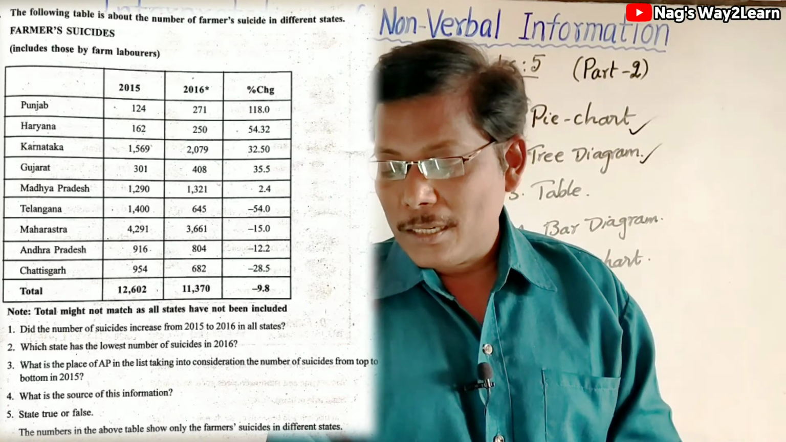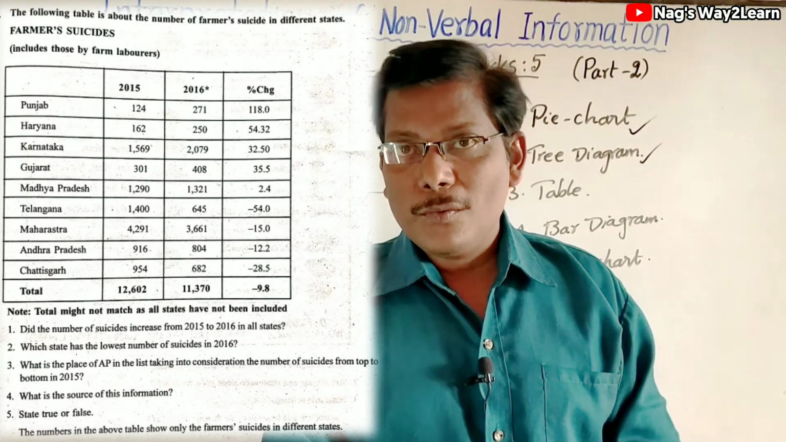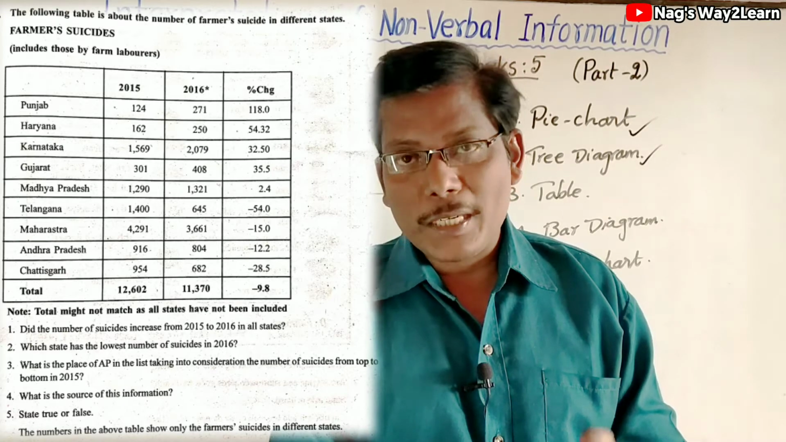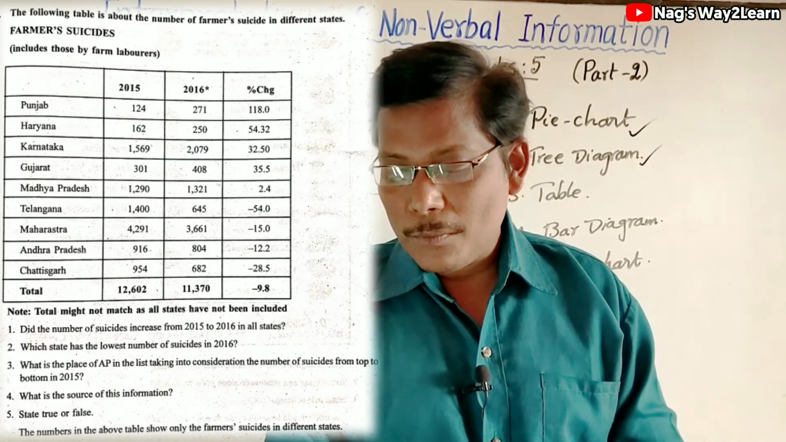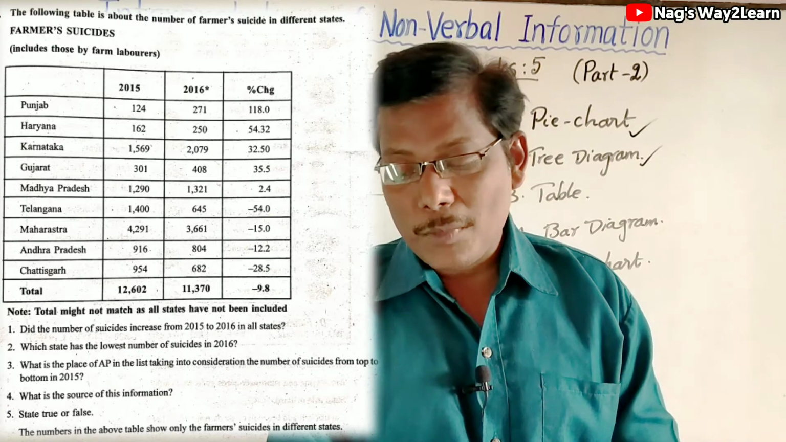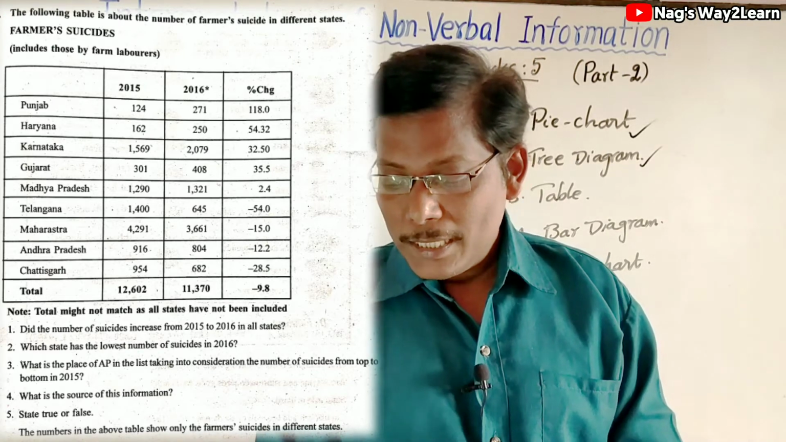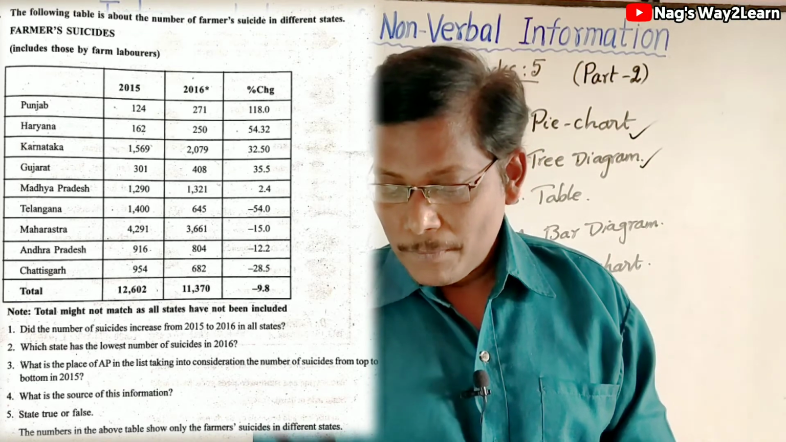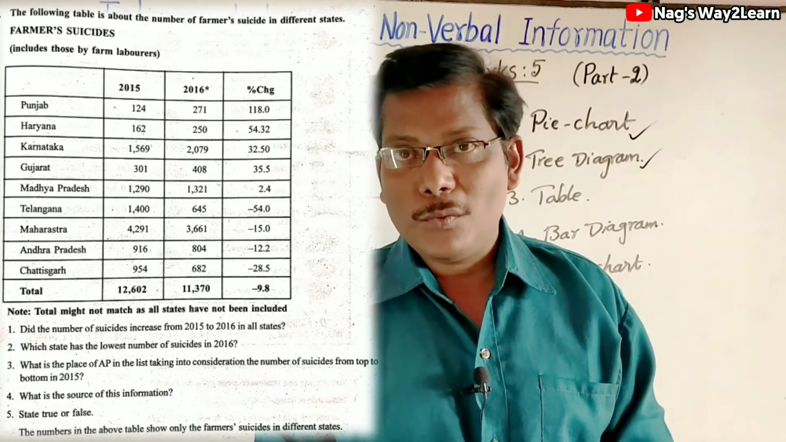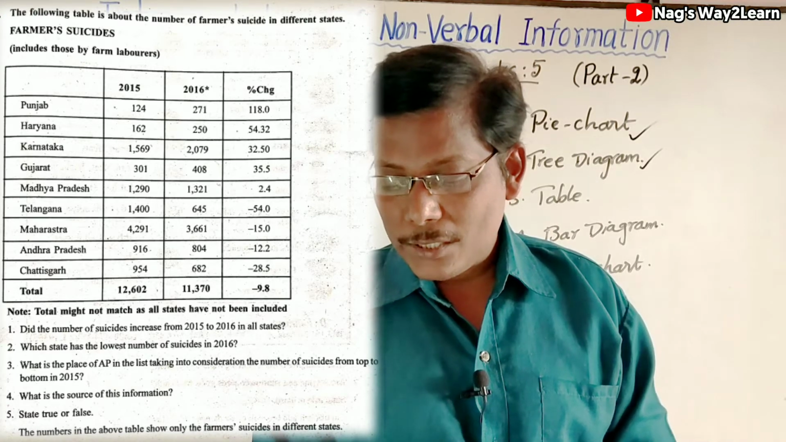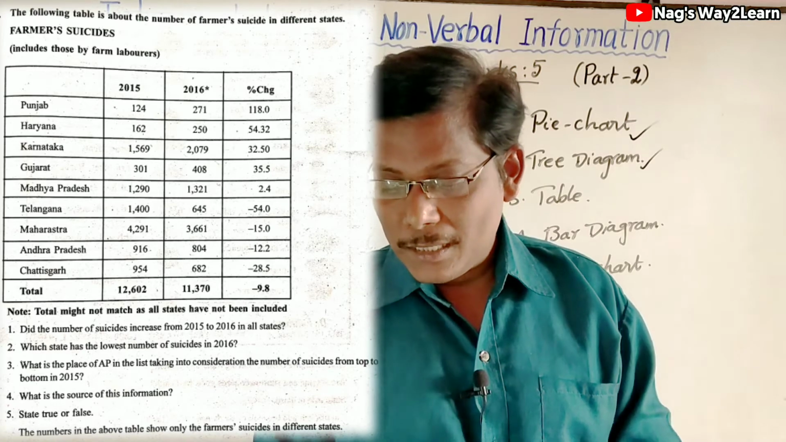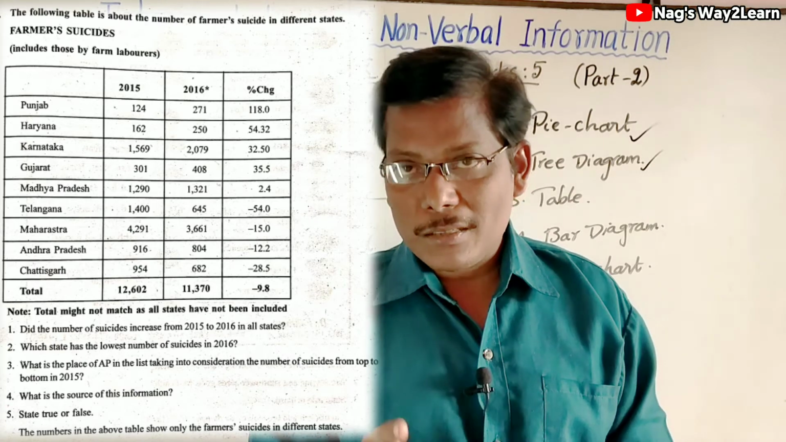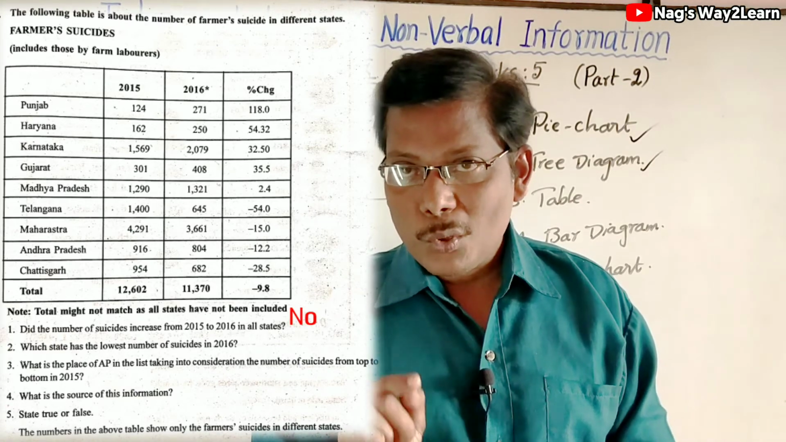Telangana 1400 and 645. You see, in Telangana in 2015, 1400 suicides took place, whereas in 2016 the number is only 645. That means the number is decreased. But in the question it is asked whether in all the states the number is increased or not. So definitely this is no. In all the states the number of suicides is not increasing. In Telangana this has decreased. So the answer is no. It is enough to write no.